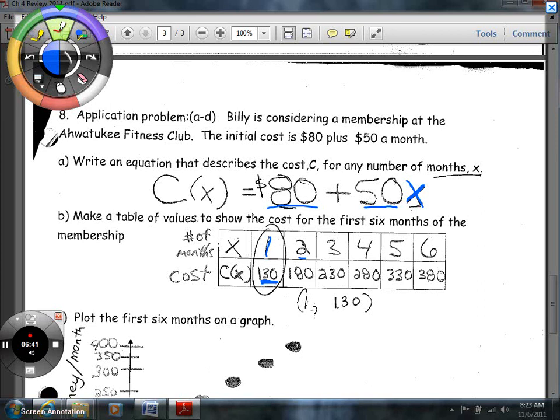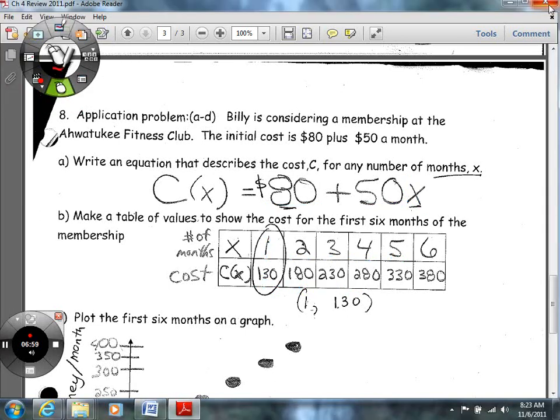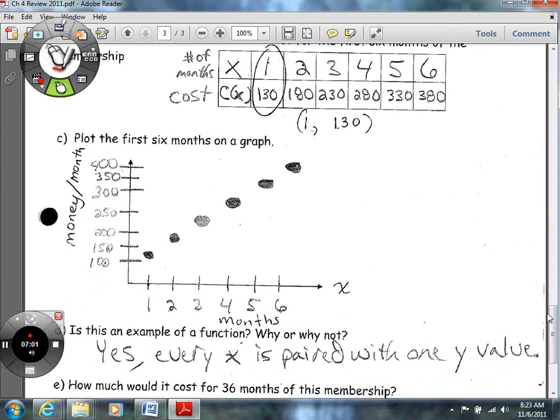And then if you want, you can keep plugging in these numbers for the x and figure out what the c is. Or you can just keep adding 50, because you know that every month you're going to keep adding 50, because it's your monthly fee. You don't have to keep adding 80, because you already paid your initiation fee. All right. The graph on this just goes up, just like that. So you'll just do the same thing, just plot your dots.